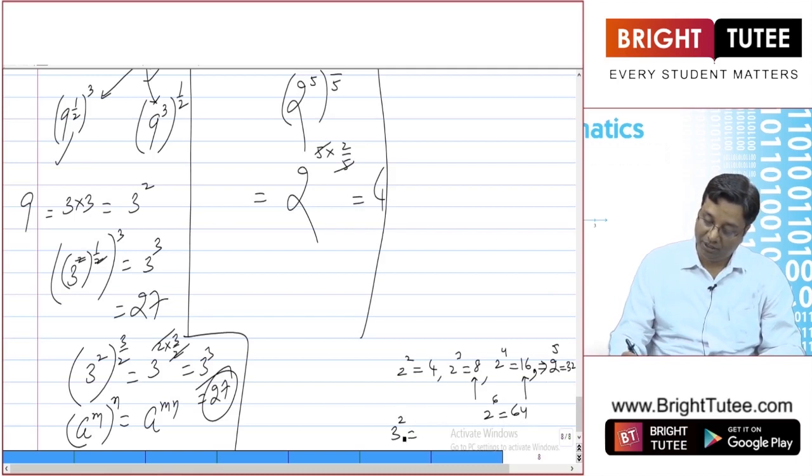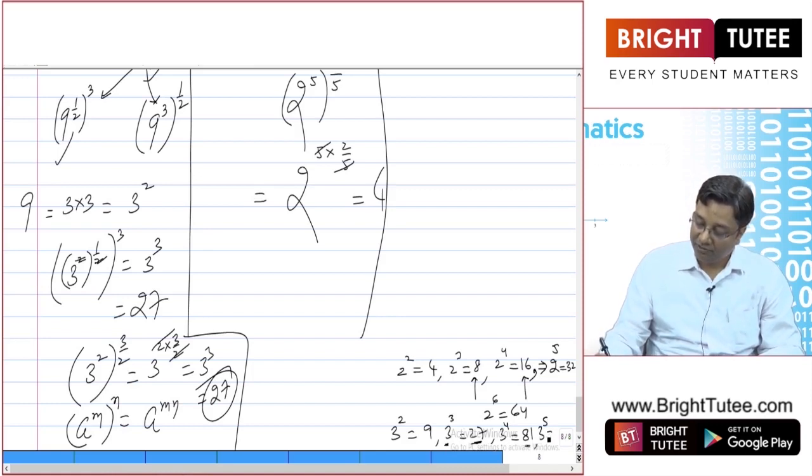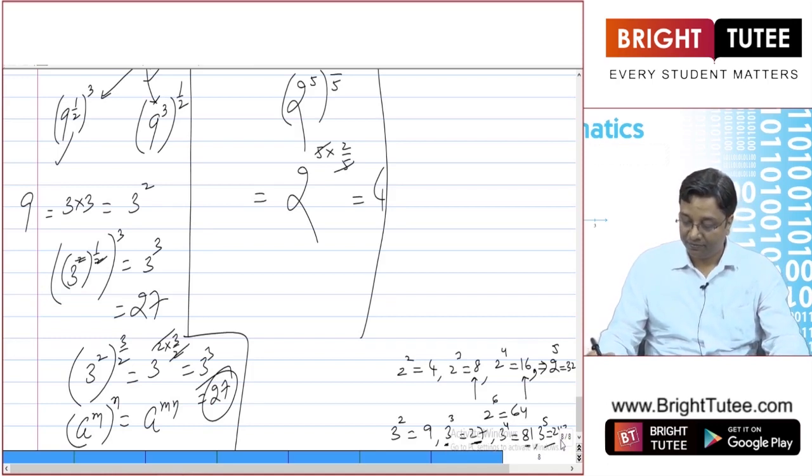Similarly for 3 you should be comfortable. 3 squared is 9, 3 cubed is 27, 3 raised to power 4 is 81. You keep on multiplying it with 3. So when you multiply 27 with 3, you will get 81, which is 3 raised to power 4. Again if you multiply it with 3, you will get 243. So you should know these powers.